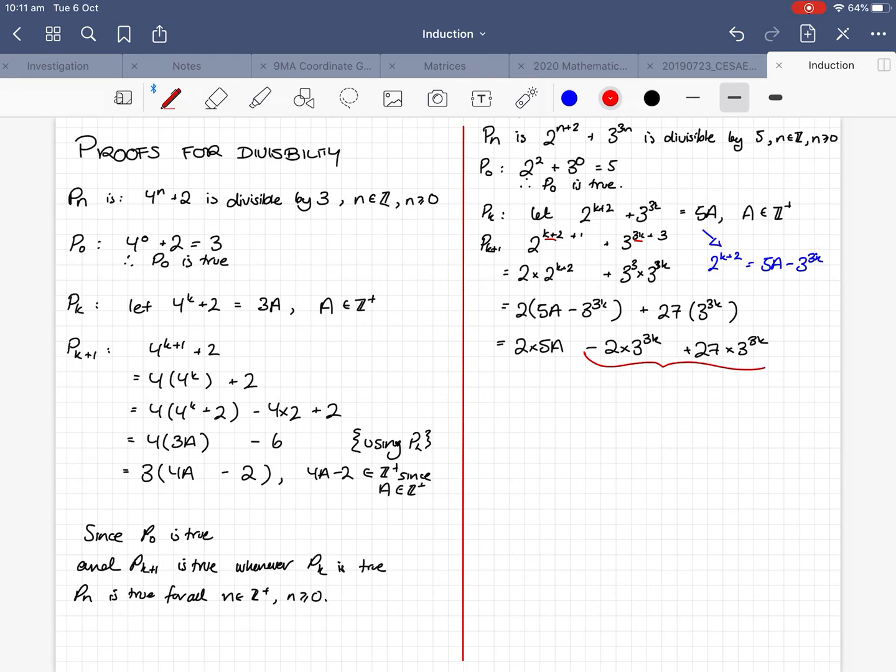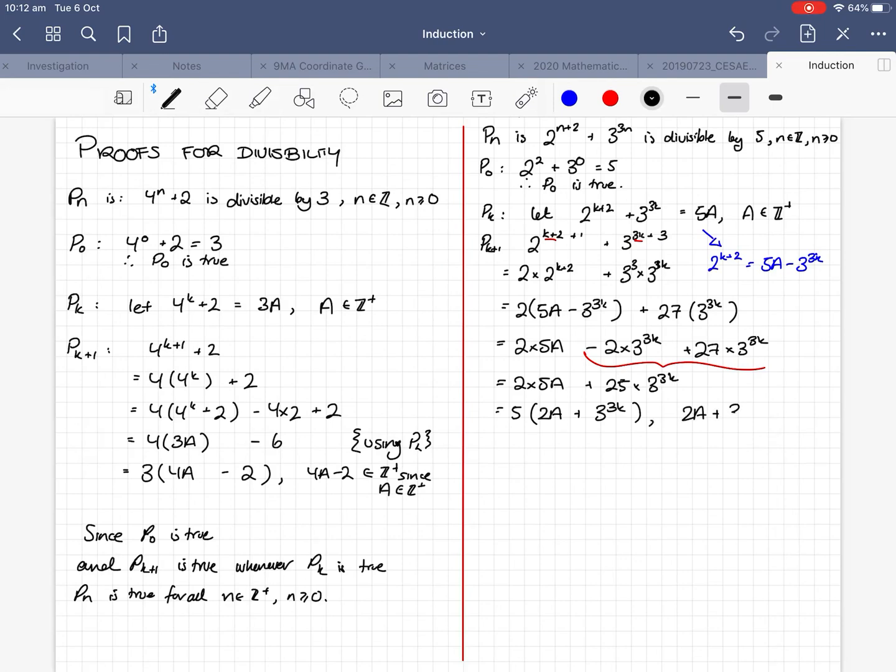But we are dealing with this business over here. So they are like terms. 3 to the power of 3k is a common factor there. So we get 2 times 5a plus 25 times 3 to the power of 3k. Now we can see really clearly we do have a common factor of 5 in both of our terms. So we get 5 times 2a plus 3 to the power of 3k.